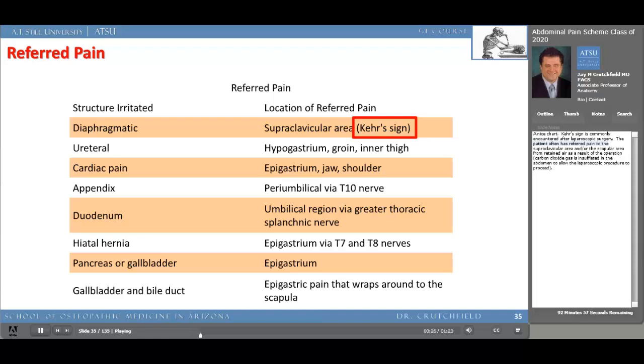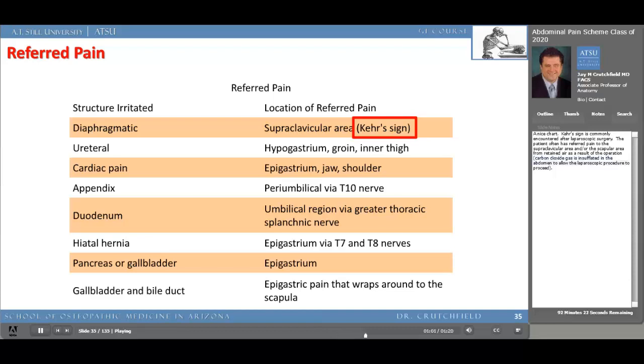We see ureteral pain radiating to the inner thigh, cardiac pain to the epigastrium, the right upper quadrant, the jaw, the left shoulder, the left arm. The appendix first starts periumbilical via the T10 nerve, and then as the appendix enlarges, it begins to irritate the parietal peritoneum. And of course, we look at the lower end of the chart. We talk about the gallbladder, the pancreas, and the bile duct with pain radiating to the epigastrium and sometimes even around to the back near the tip of the scapula.